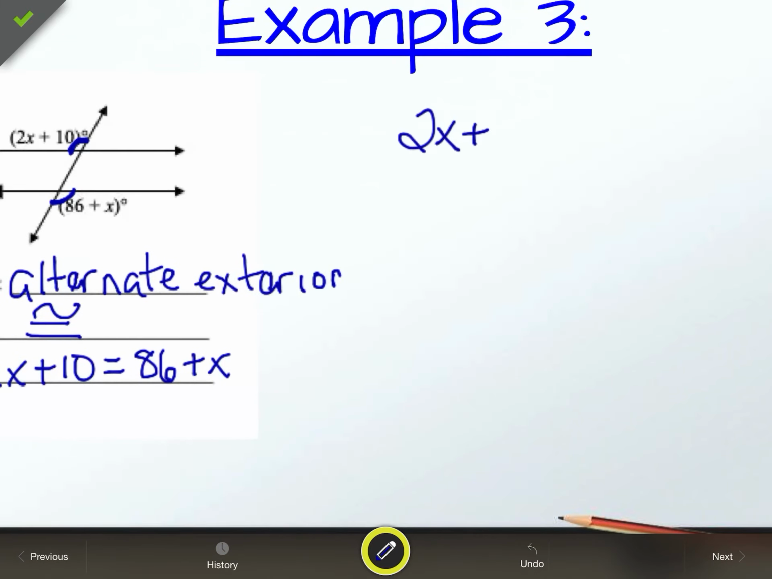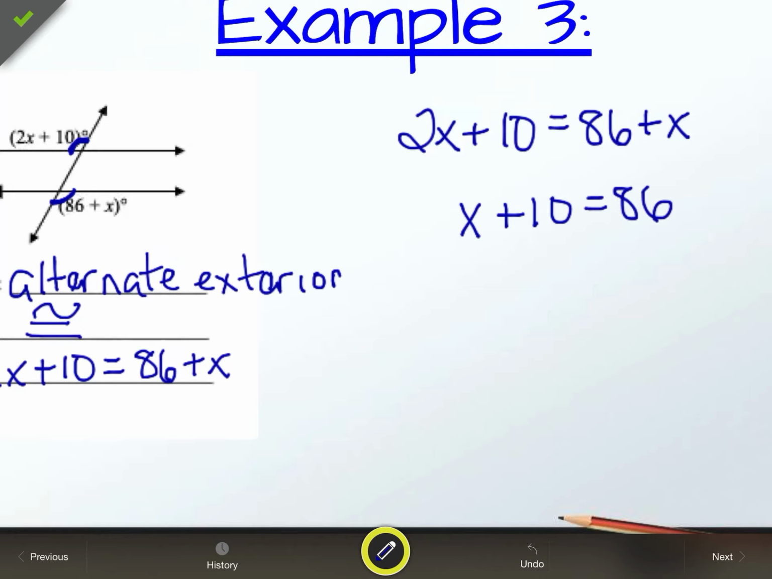Okay, and I'm speeding through the algebra because at this point, you should be good with this. Again, if you struggle, excuse me, use your Desmos. So subtract your x from both sides. Gives me x plus 10 equals 86. Subtract your 10 from both sides. So x is 76.